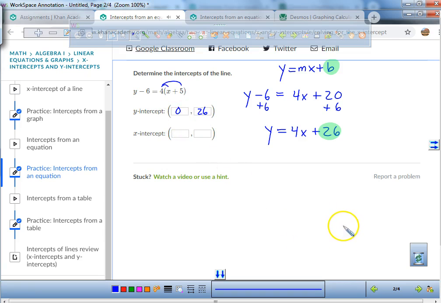Now, this is what I'm going to do to solve for my x-intercept. I know what my y value has to be for my x-intercept. It has to be a 0. So watch what I'm going to do.